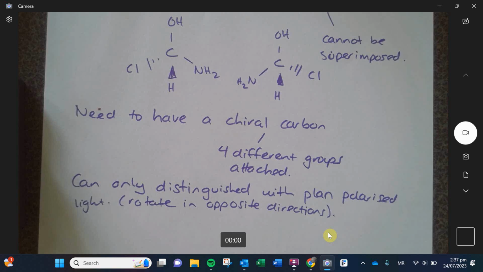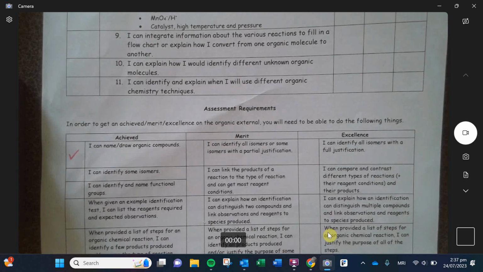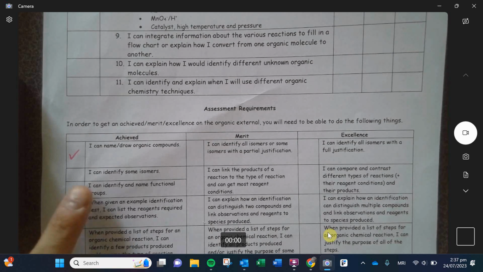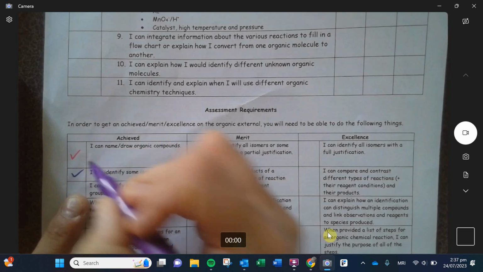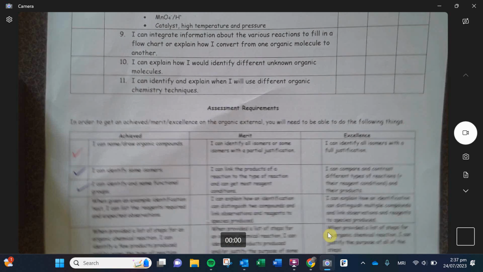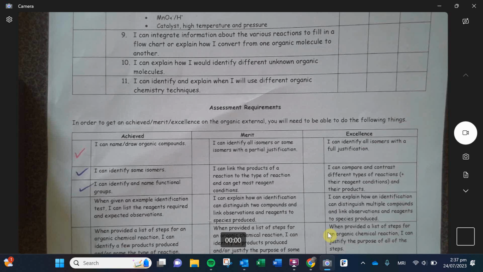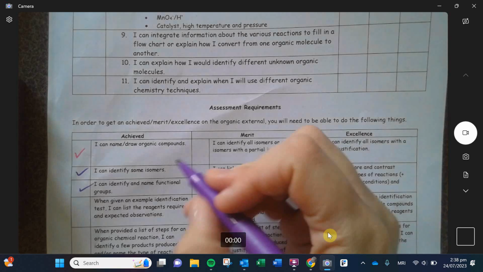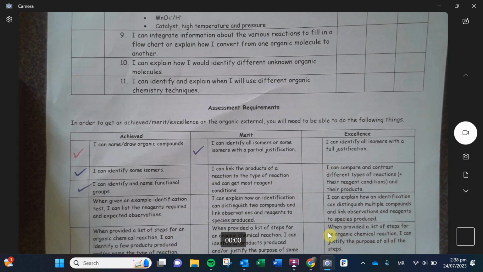All right, so let's talk about the checklist and what we've covered so far. That's basically the end of the notes for you guys. We have looked at the isomers, so if you can identify some of those isomer features, that's going to be enough for an achieved. We also talked about functional groups and names. If you can identify all isomers or some isomers with a partial justification, so when you see these questions, if you can answer some of them but not all of them, that's going to get you to the merit level. And the excellence will get you all the way through where you can identify all of them.